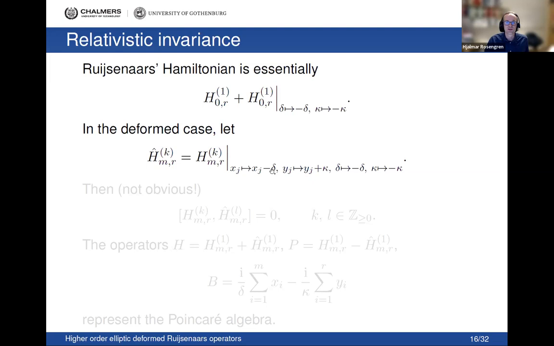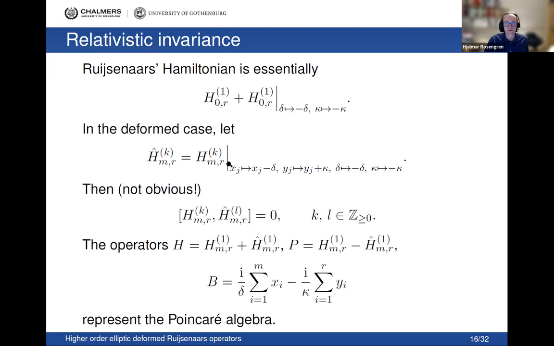But anyway, if you do that, it turns out that these hatted operators commute with the original operators, which is not obvious. That's something you have to prove. And it turns out that if you define basically the Hamiltonian momentum in the same way as before, but using the deformed operators, and then the boost more or less like before, then you get a representation of the Poincaré algebra. So it's still in some sense a relativistic model.